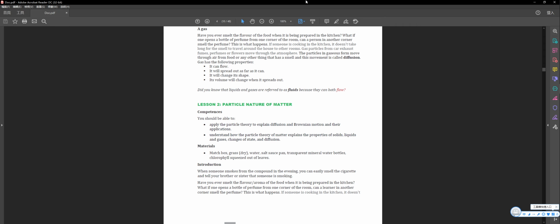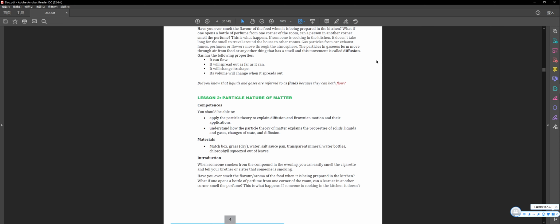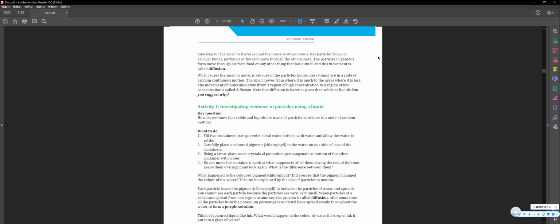Introduction. When someone smokes from the compound in the evening, you can easily smell the cigarette and tell your brother or sister that someone is smoking. Have you ever smelled the aroma of food when it is being prepared in the kitchen? What if one opens a bottle of perfume in one corner of the room? Can a learner in another corner smell the perfume? This is what happens if someone is cooking in the kitchen. It doesn't take long for the smell to travel around the house to other rooms.